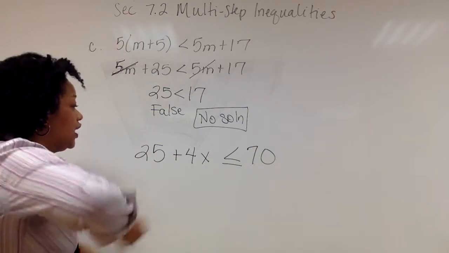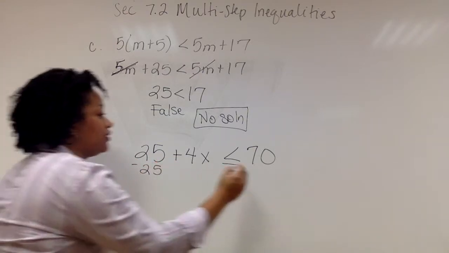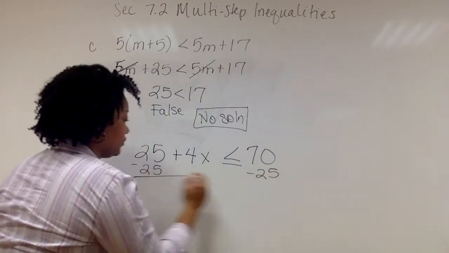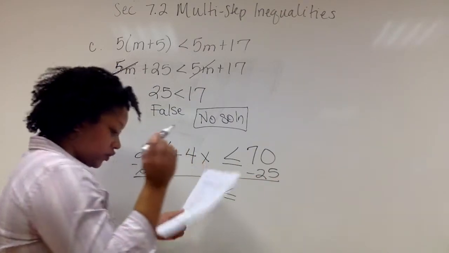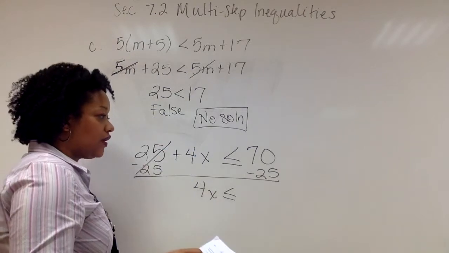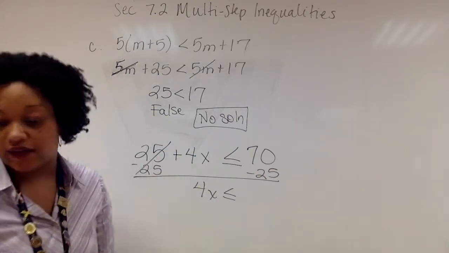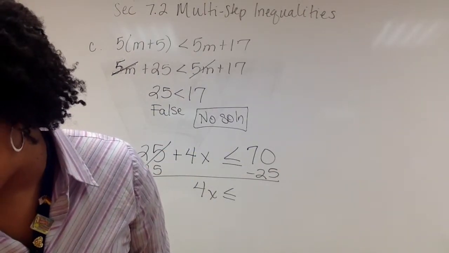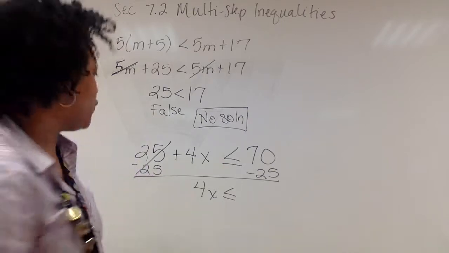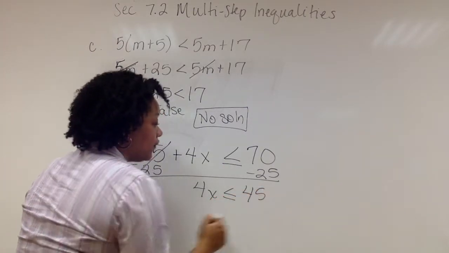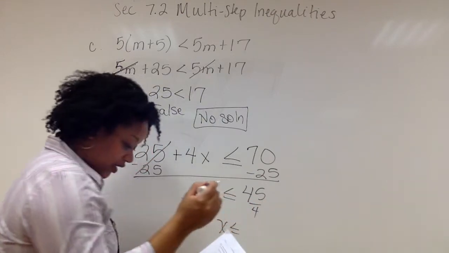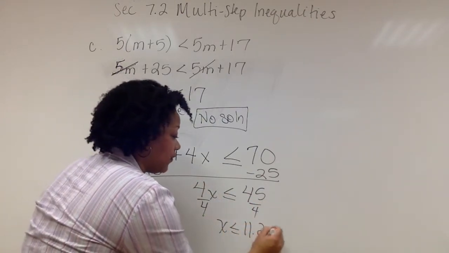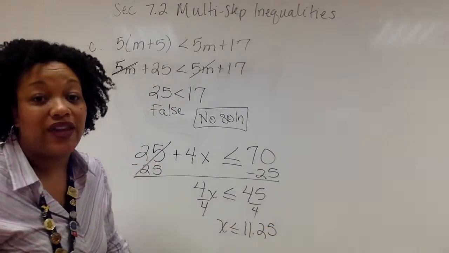So hopefully you subtracted 25 on both sides. 25's cancel. 4x less than or equal to 70 minus 25. 70 minus 25 is 45. Divide both sides by 4. Your x is 11.25. But ladies and gentlemen, you should know that that is not your answer.